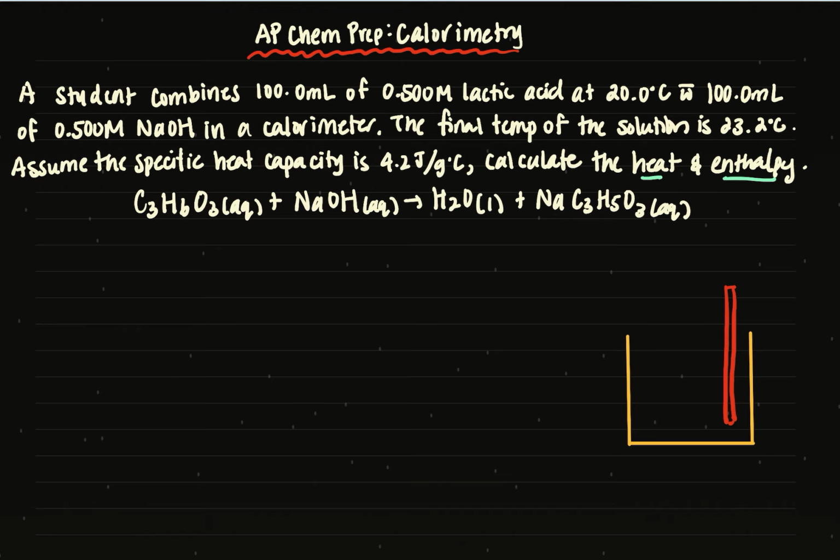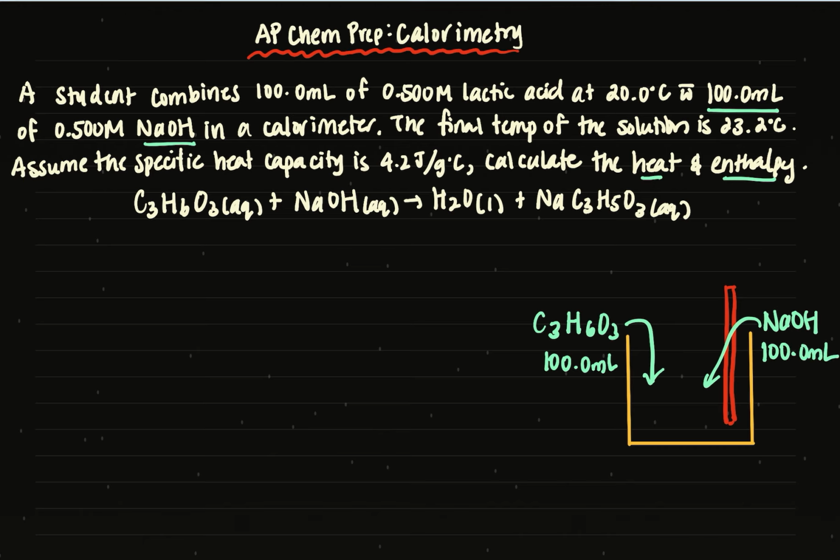Okay, so let's draw a diagram to visualize the question. We're mixing 100 milliliters of lactic acid, C3H6O3, into a calorimeter. And we're mixing 100.0 mL into a calorimeter with 100 milliliters of sodium hydroxide, so with the same volume of NaOH. Now notice that concentrations are given to me as well. I don't need that right now, but I'm going to keep that in the back of my mind. We'll come back to that data.